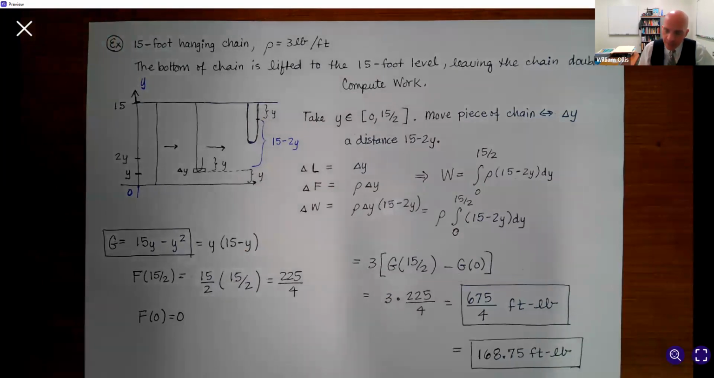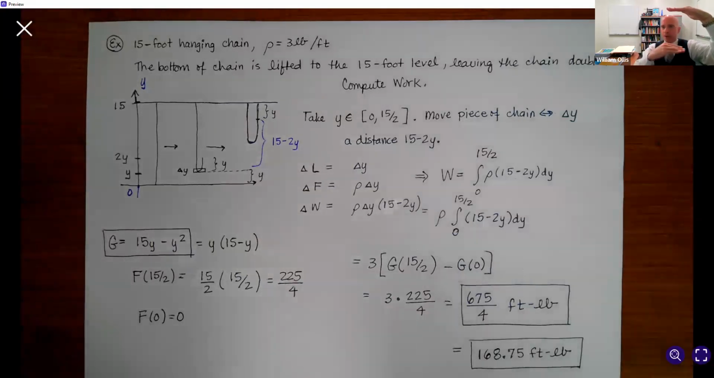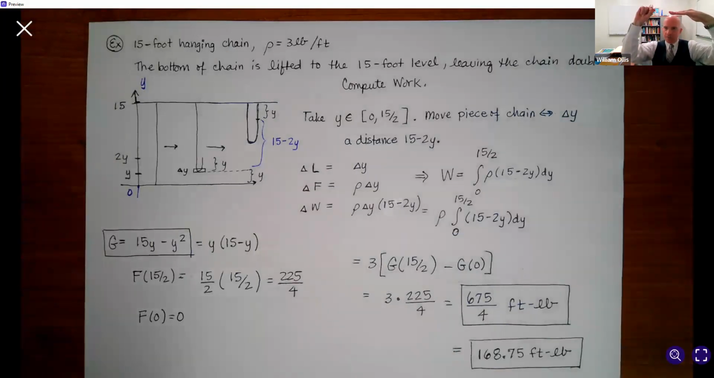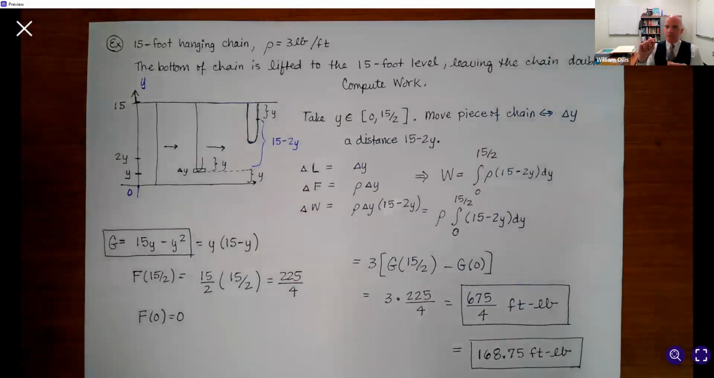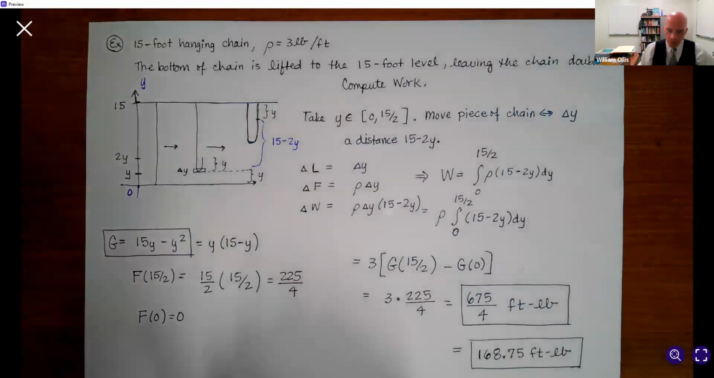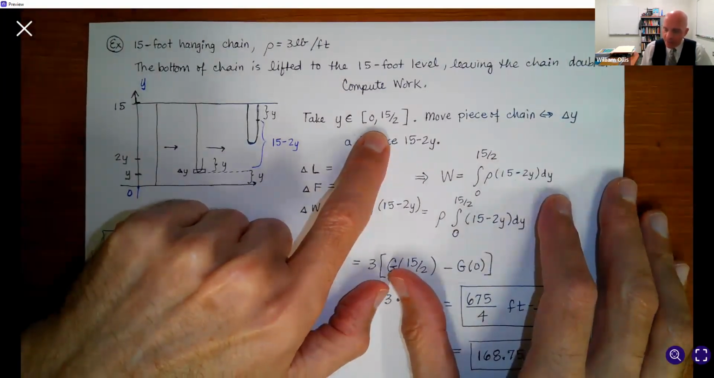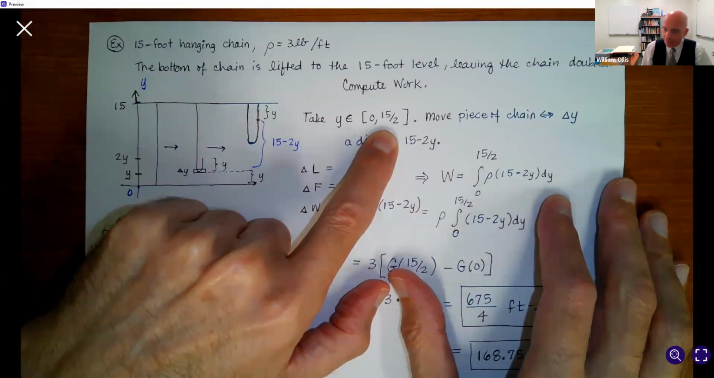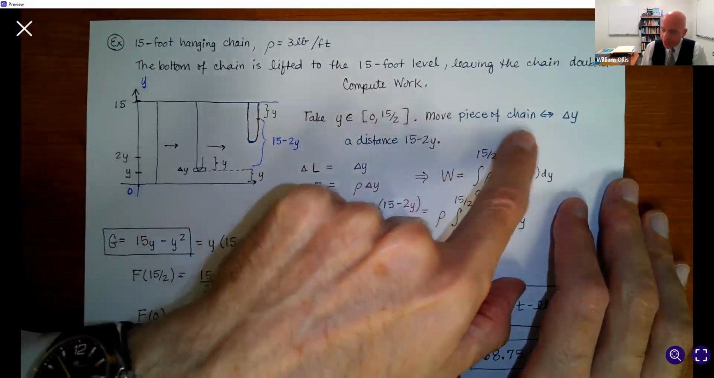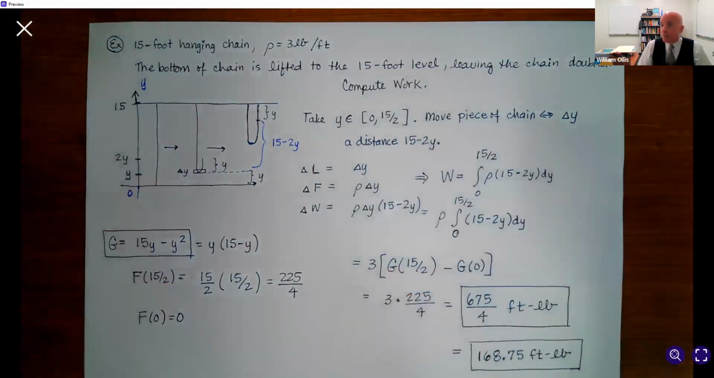So again, think about this. The part halfway up, that's not going anywhere. That's just going to be right here. But the halfway down, that part's going to move up. And then there'll just kind of be a piece at 15/2 that just stays stagnant. It's not moving anywhere. It's just going to be like the linchpin, so to speak, the fulcrum. Okay. So what I've done is I'll say take Y in the closed bounded set 0 to 15/2, half the length of the chain. And we want to move the piece of the chain, which I call delta Y here, a distance that it's going to have to go.